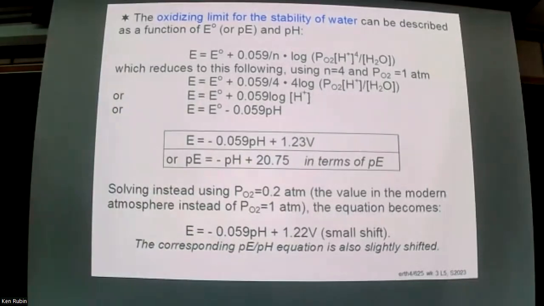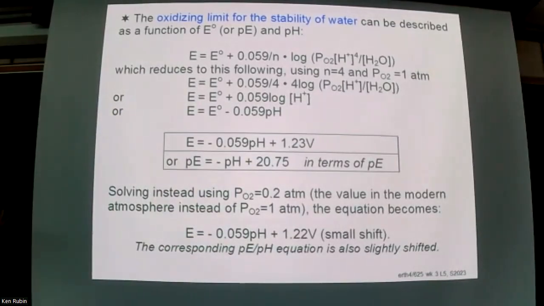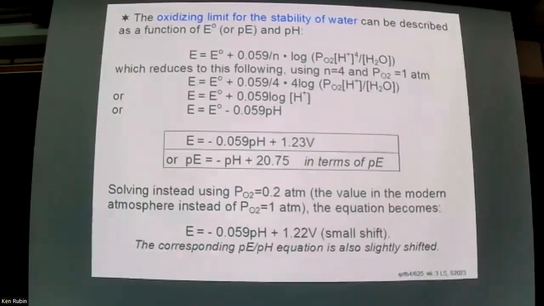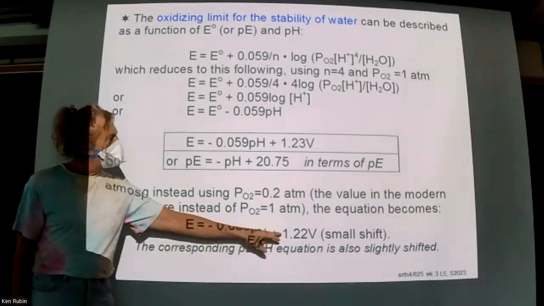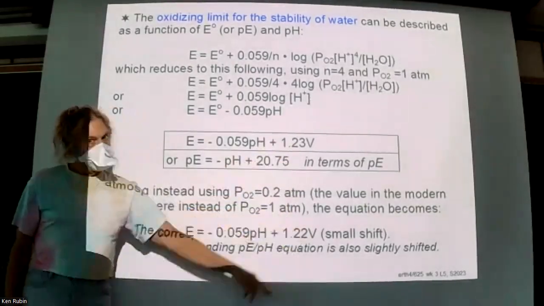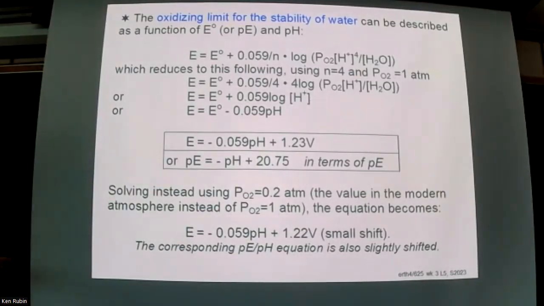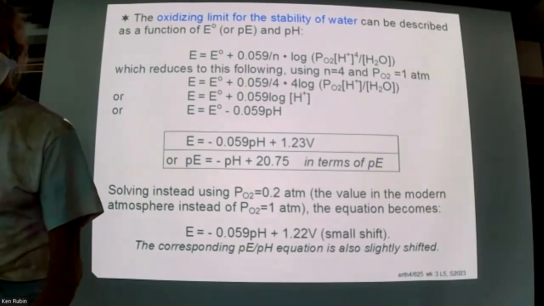So it's a small difference, and you will see this written two different ways. Different diagrams will plot this line with a slightly different intercept. So it's in that 100th place. Just so you know, that's a subtle little detail.